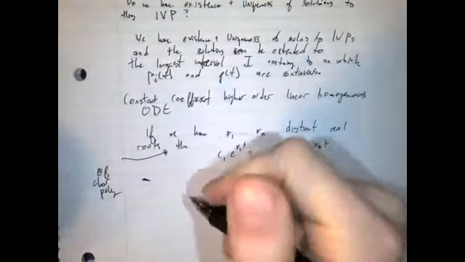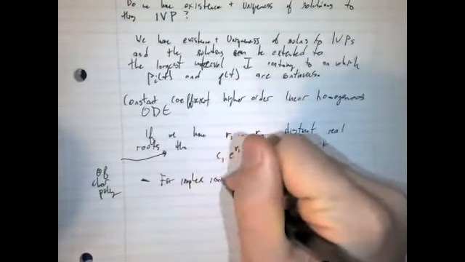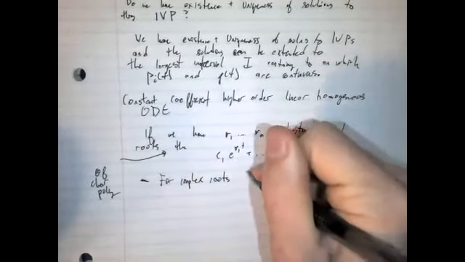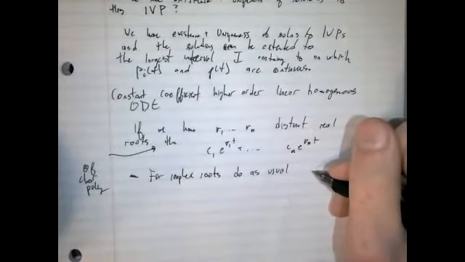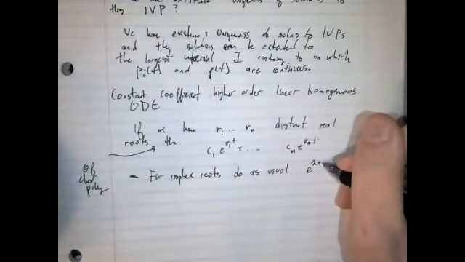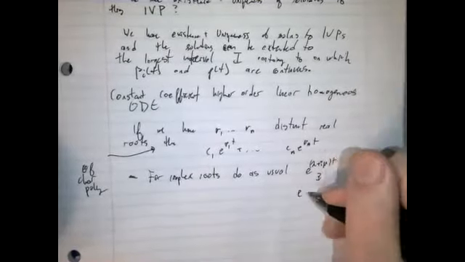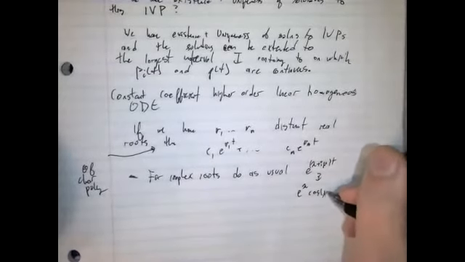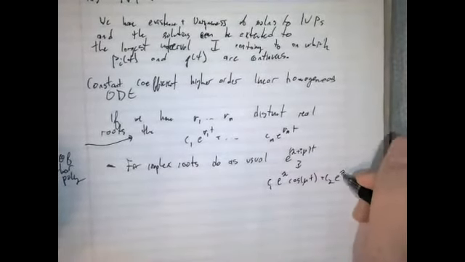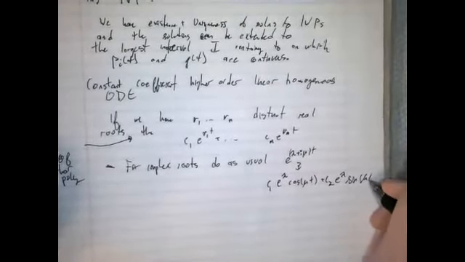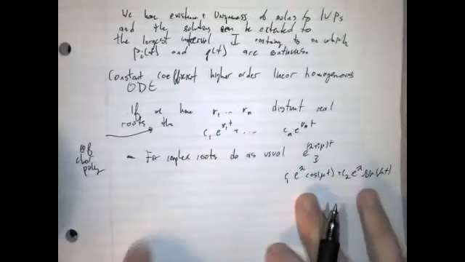And then for complex roots, do as usual. That is, you transform the solution e to the lambda plus i mu of t. This becomes e to the lambda cosine of mu t c1 plus c2 e to the lambda sine of mu t. So these become terms in your big n-term family of solutions.